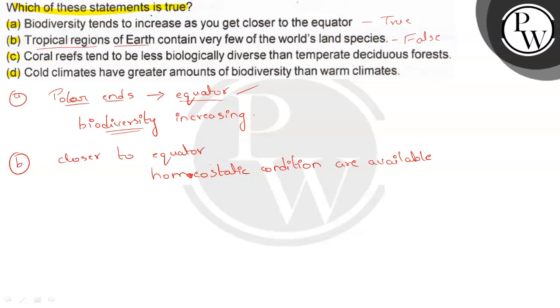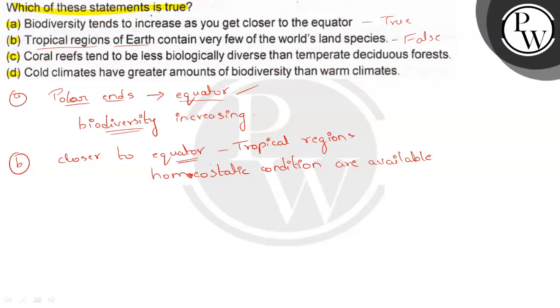So the climate and the temperature, the humidity, all the requirements for a living organism are provided here near the equator region, that is the tropical region. So the land species we have here are very high compared to other regions. In the given option, they said we are not having high land species, but we do have high land species in the tropical region. So this statement is false.